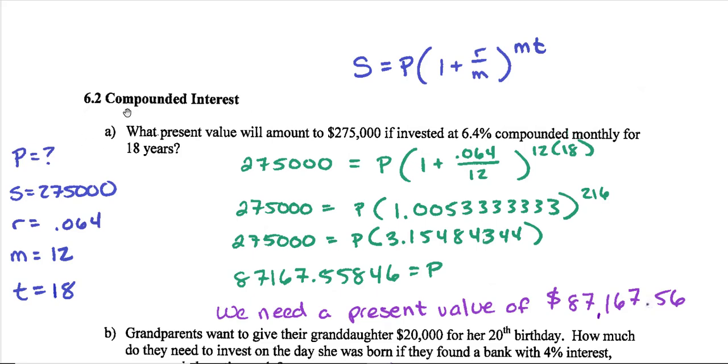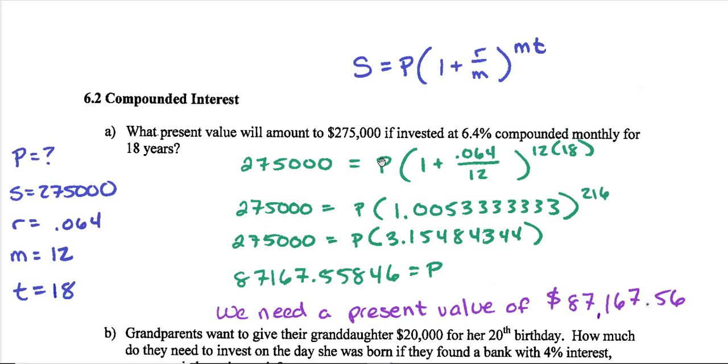So let's look at all the variables we have. We have S, P, R, M, and T. What do we know? P is what we're looking for. We want that present value, how much we put in today. S, your future value, is $275,000. R, your interest rate, is 6.4%, which converted to a decimal is 0.064. Compounded monthly means M is 12 times a year, and the number of years is 18. So we can plug in S, R, M, and T, and solve for P.